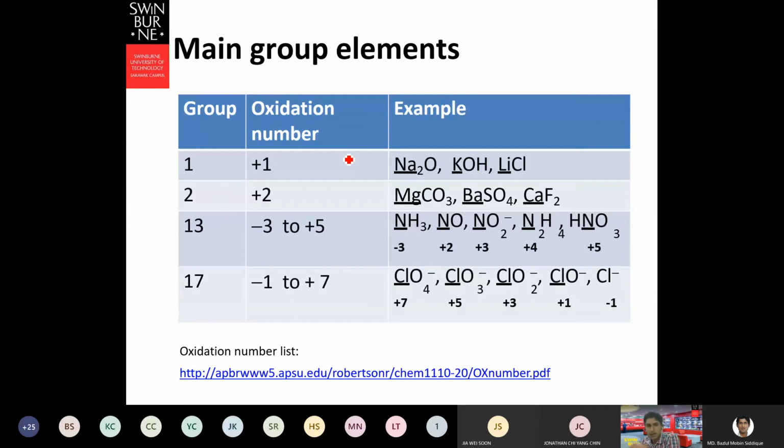Going group-wise in the periodic table, we will see that group 1 is always a +1 charge, group 2 is +2 charge, and group 13 is -3 to +5. The transition metals, as we said last time, and we will learn more about them, both have a variation of oxidation states.